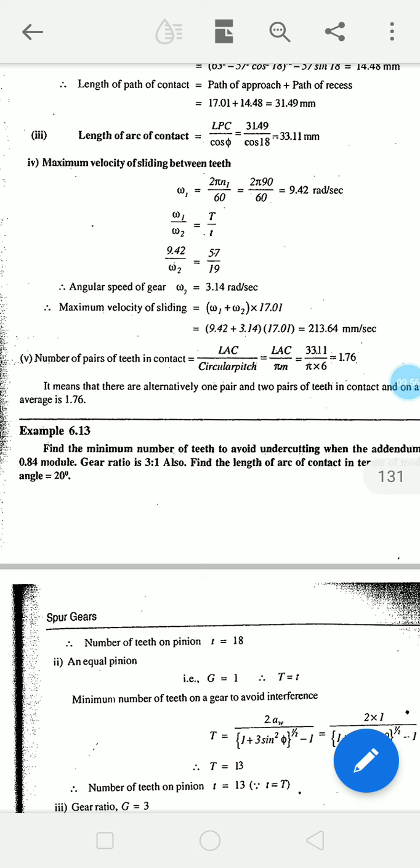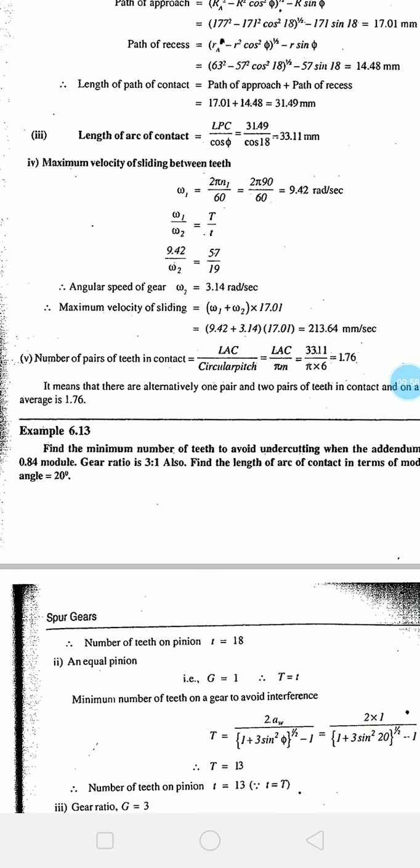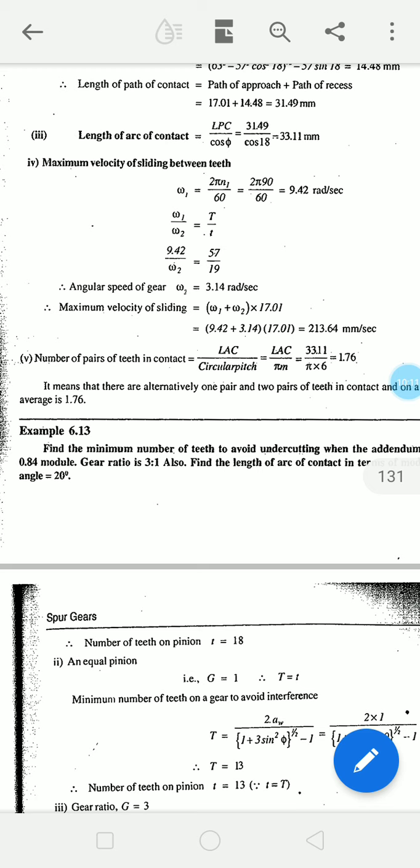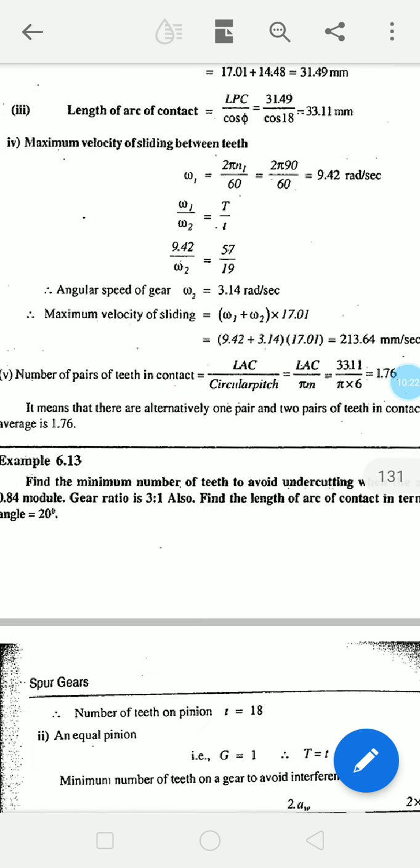Now how can we calculate omega 1? Omega equal to 2 pi N divided by 60, this is the general equation. So for the pinion, omega 1 equal to 2 pi N1 by 60, because N1, the speed of the pinion, is given as 90 rpm. 2 pi into 90 divided by 60, we will get 9.42 radian per second. Now how will we get omega 2? Omega 2 has to be calculated, no?